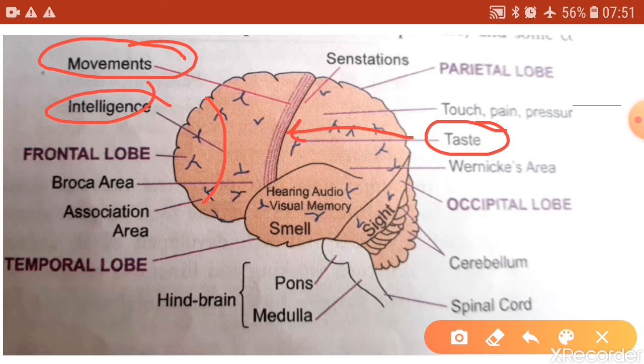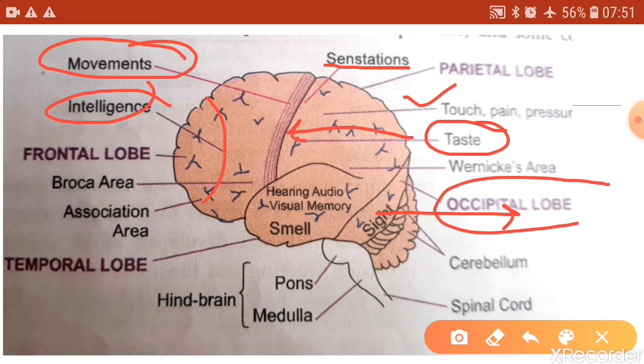The cerebrum also has centers for various sensations like touch, pain, pressure, etc. The perception of sight, or vision, is also located in the cerebrum. These are the important functions, and apart from that, the cerebrum also has the center for audio-visual memory and the center for hearing. So the control centers for hearing and smell are also located in the cerebrum.